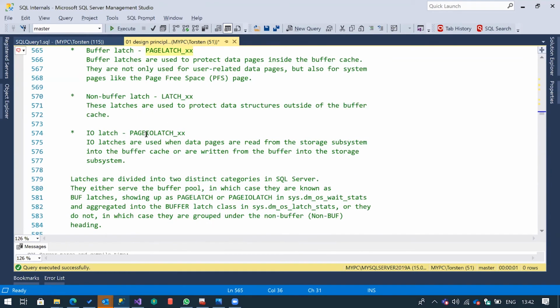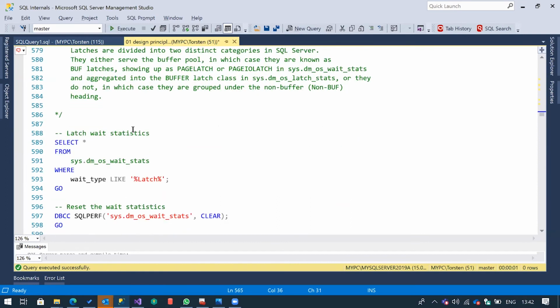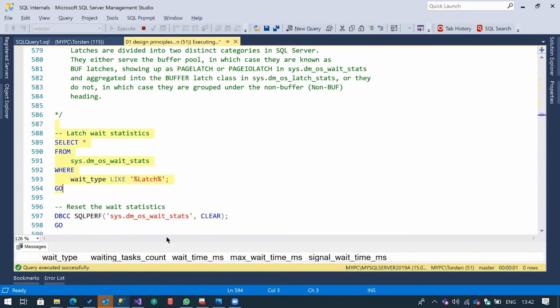And then we have the page IO latches. This is the physical protection of the MDF file to avoid that someone reads a page from disk and, at the same time, someone writes the page to disk.